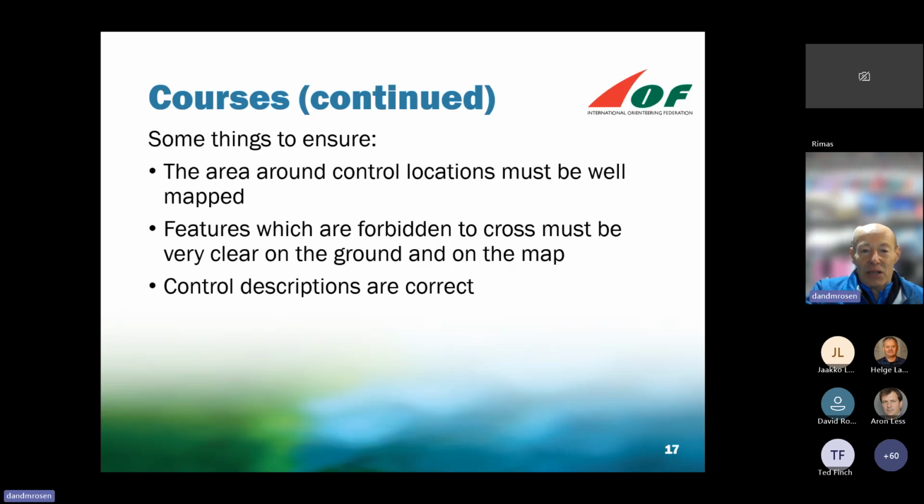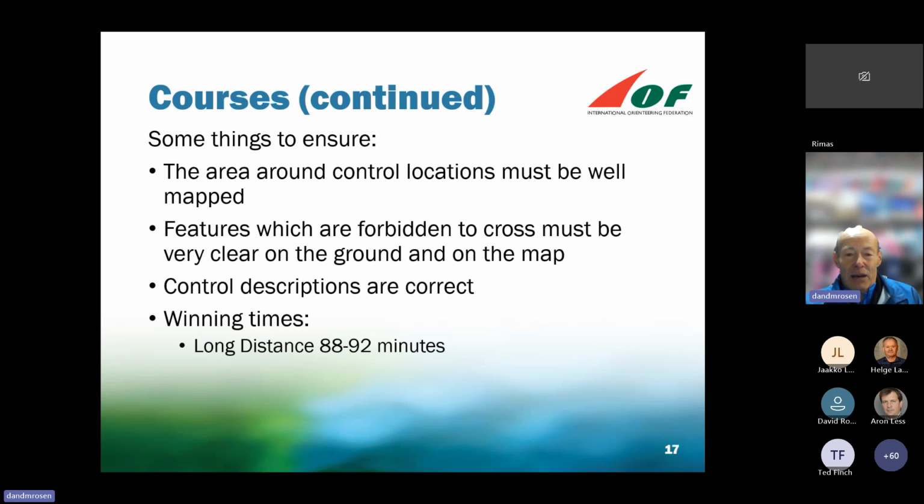The control descriptions must be correct. And control descriptions are a sort of language, aren't they? It's a way of describing things not in English or in any other normal language, but it's a special language. And you do want to use that language correctly. And when I start an event and I pick up the control descriptions, I can almost tell straight away whether it's going to be a good course or a bad course by how many mistakes there are in the control descriptions.